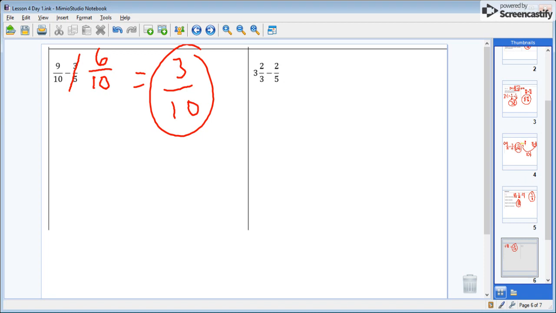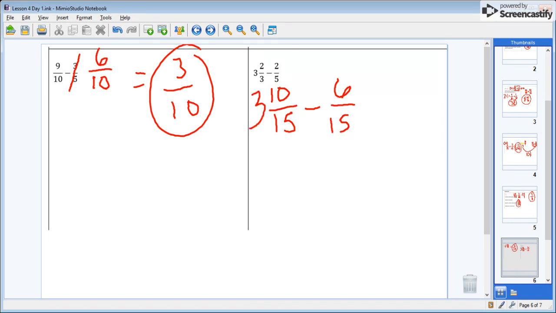When I have a mixed number, I still have to have a common denominator. So my common denominator here would be 15. The 3 got multiplied by 5, so I have to do 2 times 5, which gives me 10/15. So 2/3 and 10/15 are equivalent fractions. 2/5, to get that to a 15, I'm multiplying both the numerator and the denominator by 3, so this becomes 6/15.